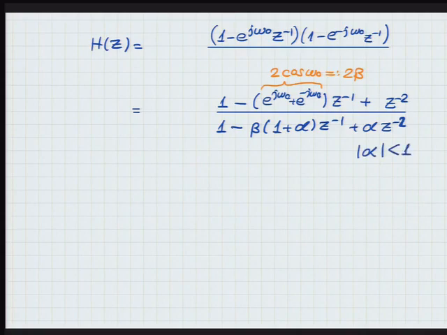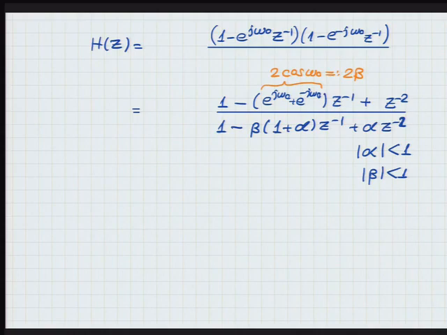And in this design, beta is also limited by 1 because we are selecting, beta means cosine omega naught. That can't exceed 1. Okay, so the general form of the filter is this: 1 minus 2 beta z inverse plus z to the negative 2, and then this denominator. And alpha and beta both have to have magnitude less than 1.